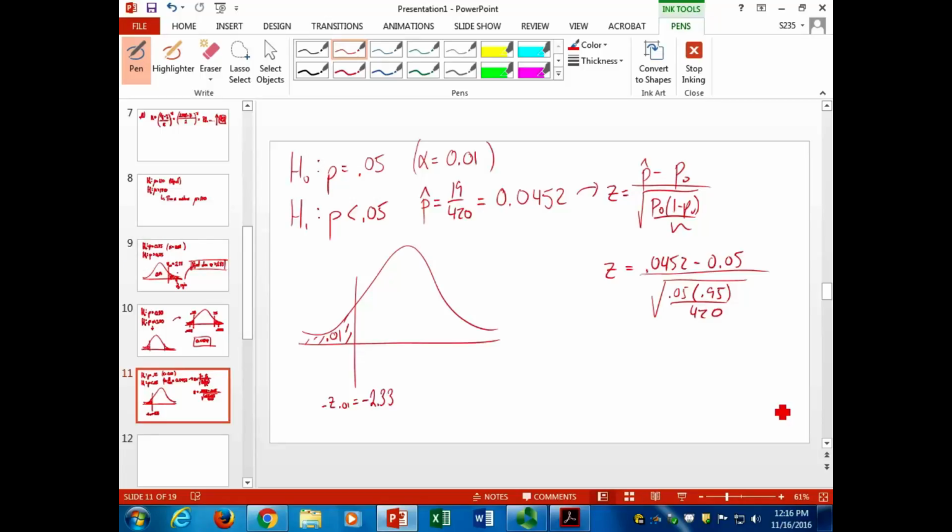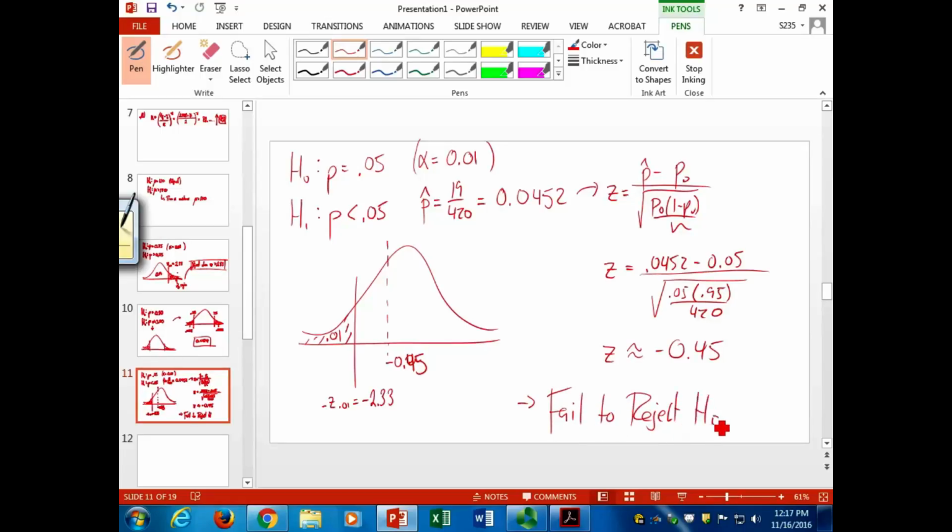So what do you get as your z statistic there? Negative 0.45. So negative 0.45 is right here. Right? Is that in our rejection region? No. So it's not in our rejection region, so what should we do? Fail to reject. Yeah, we'll fail to reject. So fail to reject H naught.